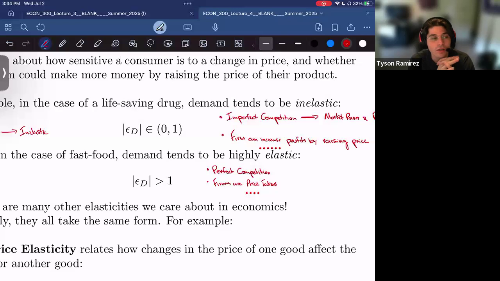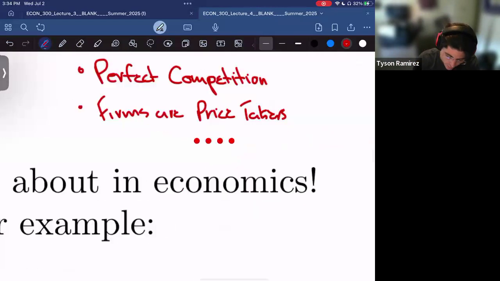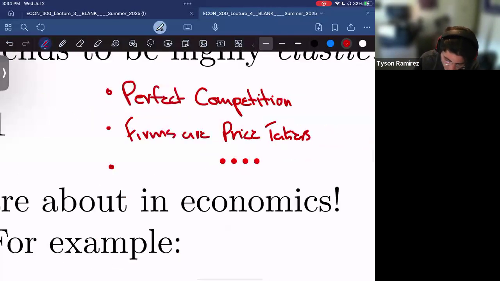Now, if there are a lot of substitutes around, if what you're selling is not very different from what the guy down the road is selling, then there's nothing that makes you stand out. This is more like a perfectly competitive market. And so you don't really have pricing power. You can't really raise prices because they're going to just go buy from the person down the street. This is the case of elastic demand.